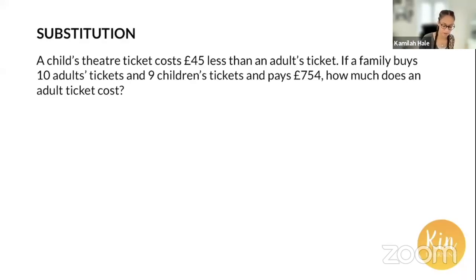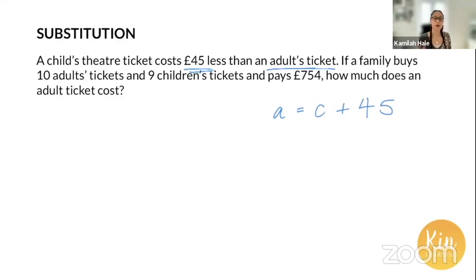So what we can write for that is a child's ticket at the theatre is £45 less than an adult's. I would still do it the other way around so that you have £45 more, because it's going to be easier to deal with pluses than it is minuses, isn't it? So that means if a child's ticket costs £45 less than an adult's ticket, then an adult's ticket costs £45 more than a child's ticket. That's what we found out so far.